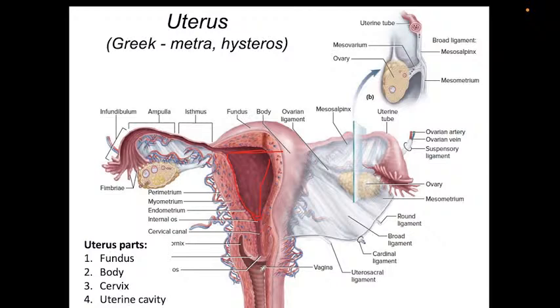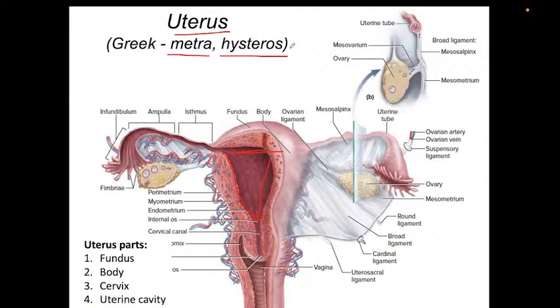This is the Latin name, uterus. It is also a common name in English, but the Greek name is another, and there are two Greek names of the uterus, Mitra and Hysteros. Both of these two names are used in clinic by doctors.